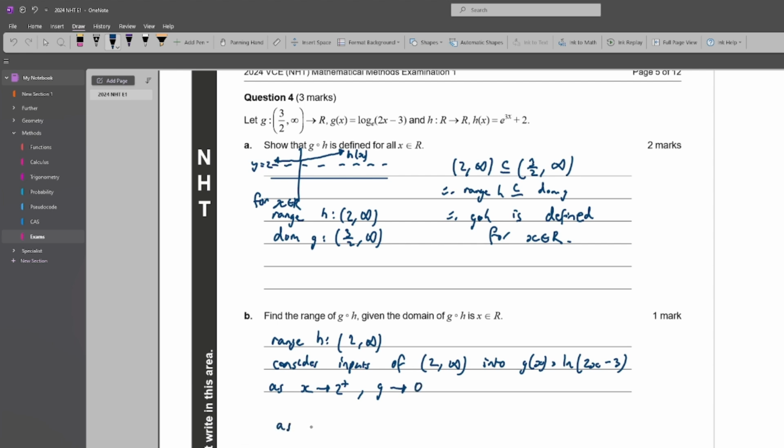And as x approaches infinity, our upper bound, well, we'll have ln of 2 times infinity minus 3. This thing is an increasing function. It's heading towards a value of infinity for g. So g approaches infinity. So therefore, the range of the composite function g of h is round brackets, because we were only approaching this value because we couldn't sub 2 in, 0 to infinity.